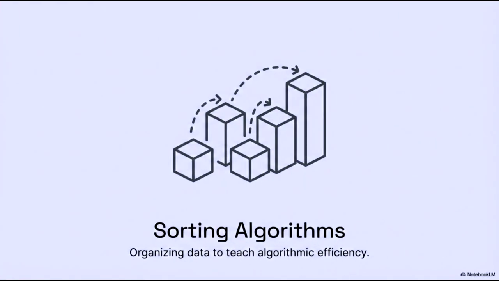Sorting algorithms represent one of the most fundamental concepts in computer science, serving as a primary tool for teaching algorithmic efficiency. At their core, these processes involve rearranging a collection of data into a specific order, such as numerical or alphabetical. By examining how different algorithms approach this task, we can better understand the trade-offs between speed and resource consumption, providing a critical foundation for optimizing complex systems.